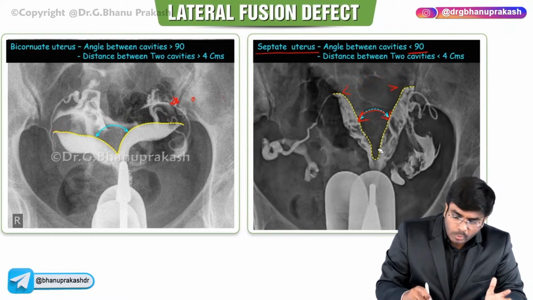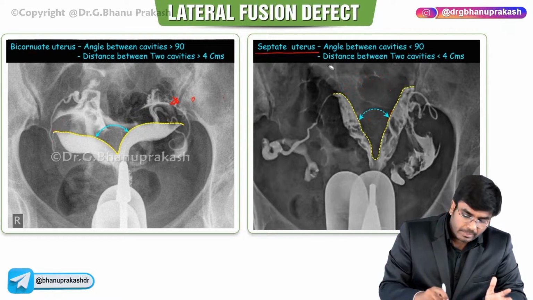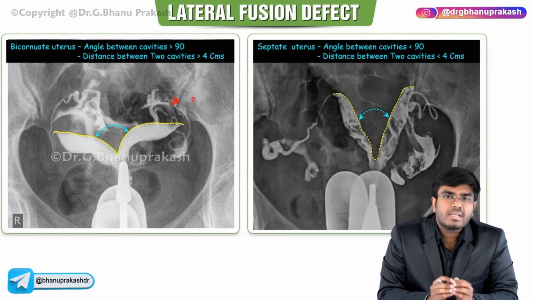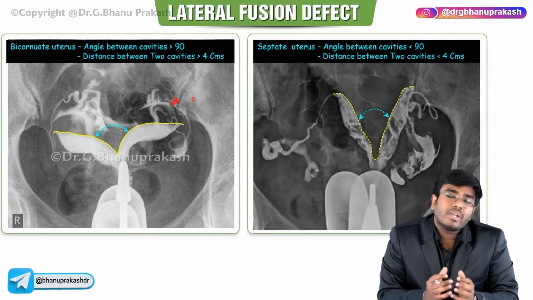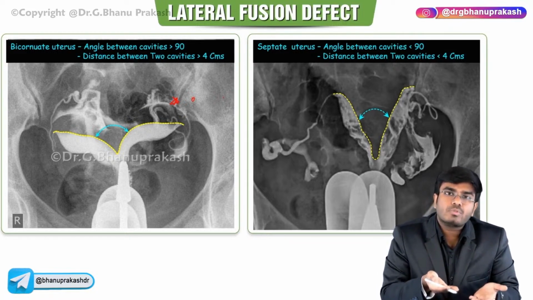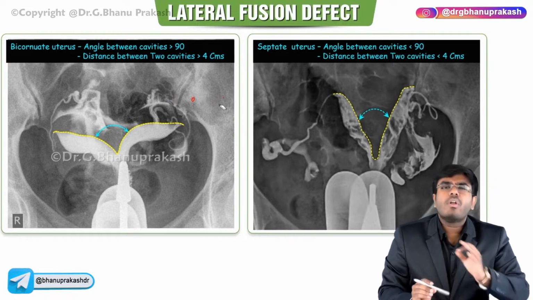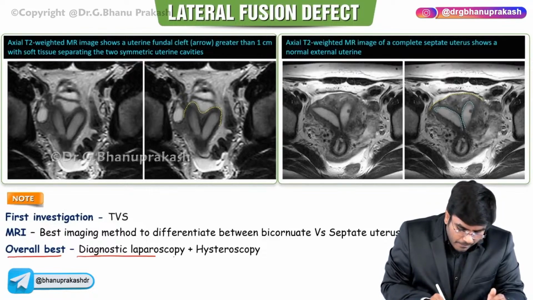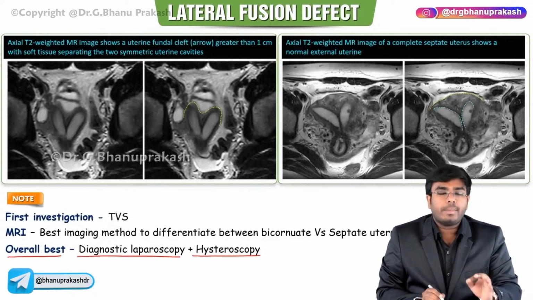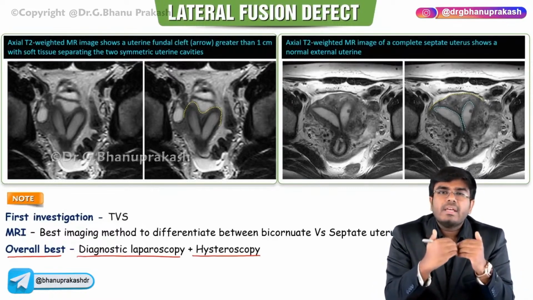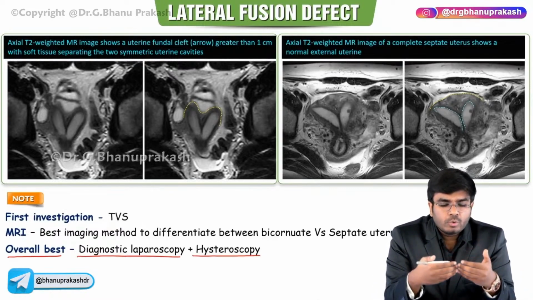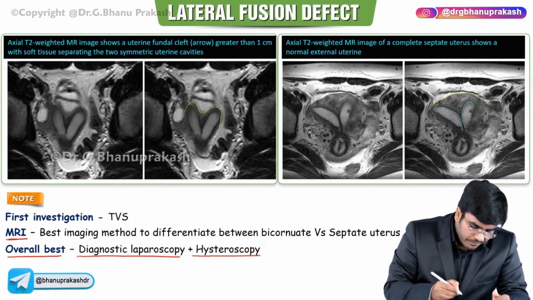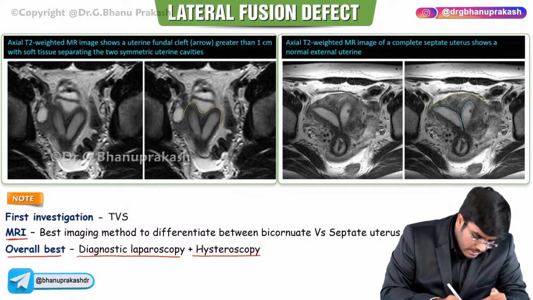Okay, now how can I be 100% sure that this is bicornuate and this is septate? By looking at the fundus. So to look at the fundus, what do I have to do? Directly look at it by laparoscopy. So please concentrate guys, the overall best is laparoscopy along with hysteroscopy. But to look at the fundus, not all the time you need to do a laparoscopy, you can also do an MRI.